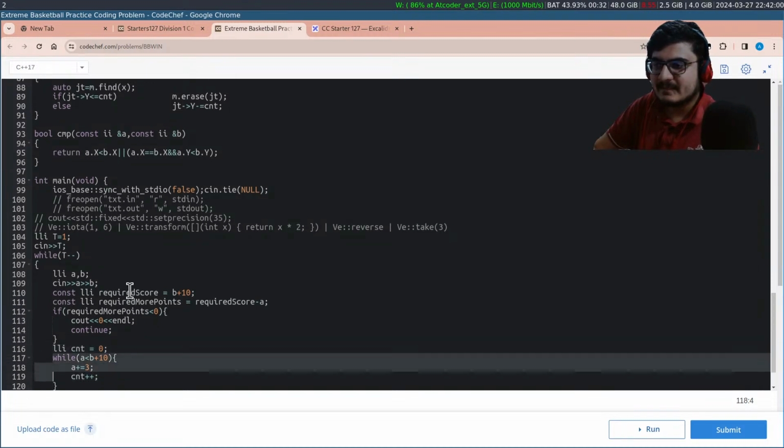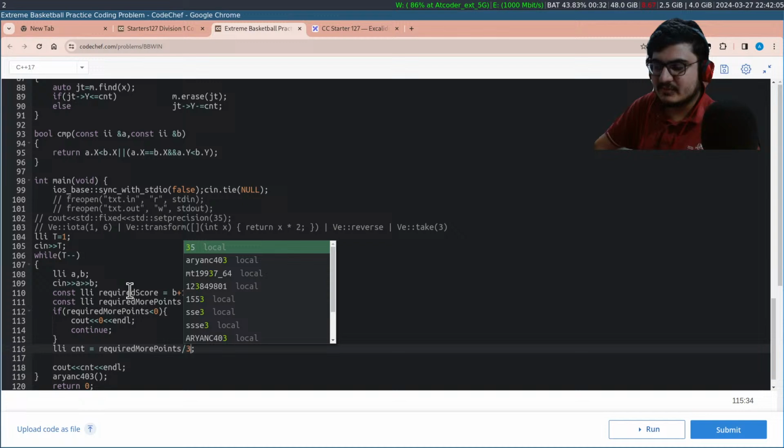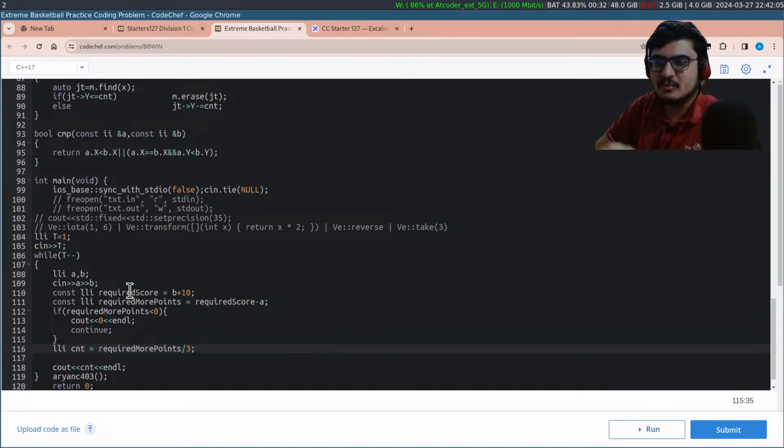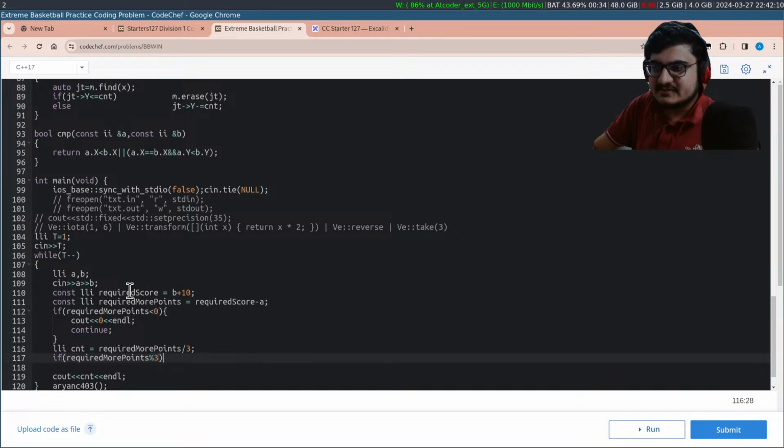We can directly divide by 3 to get the number of more shots we need. And if there is a remainder, we should also increase count plus plus. Or the other way would be that we can also do the ceil operation.